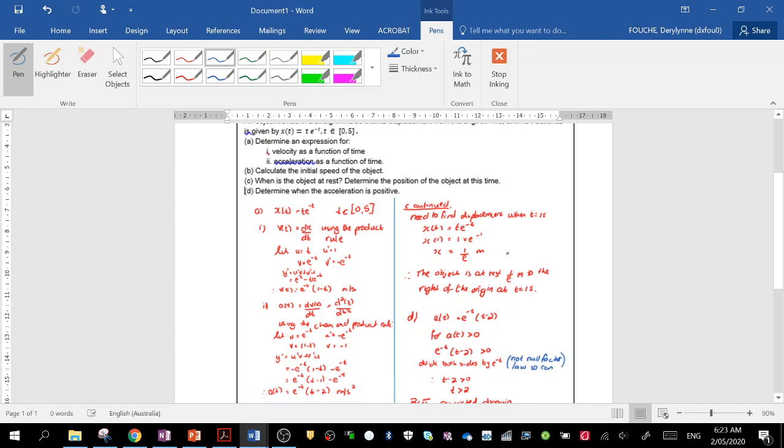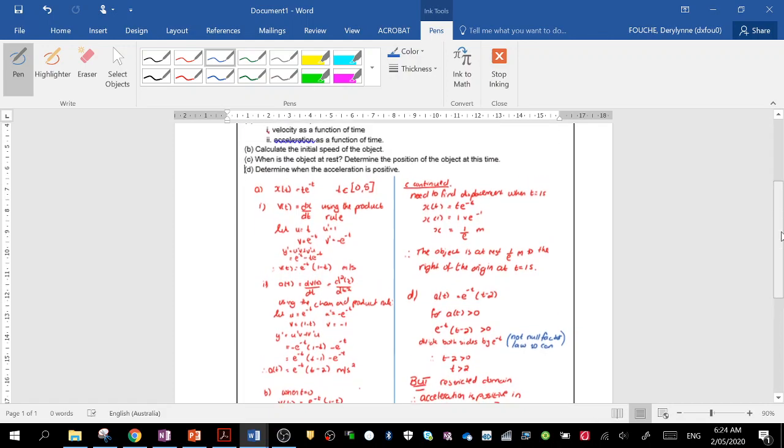Now, if this is a calculator-free exam, you would leave it as 1 over e meters. Okay, if you had your calculator, you would find an approximate value for that displacement. Now remember, very important, that the sign of that displacement tells us whether it's to the left or the right of the origin. So this is positive, therefore in my answer I'm interpreting that it is to the right of the origin.